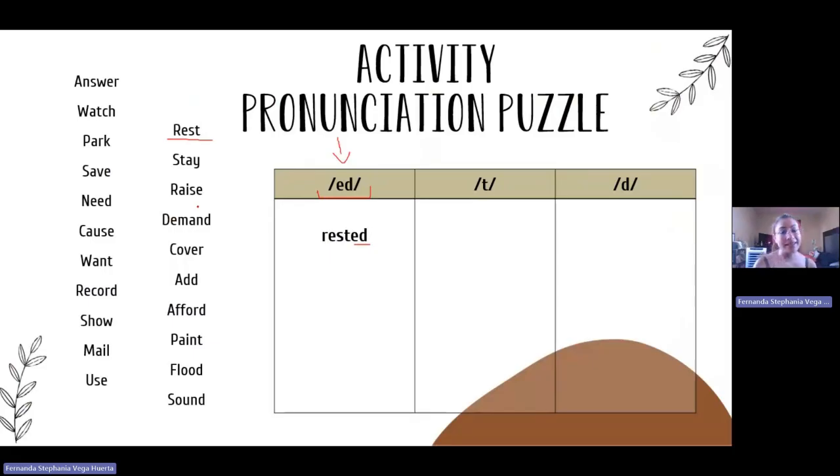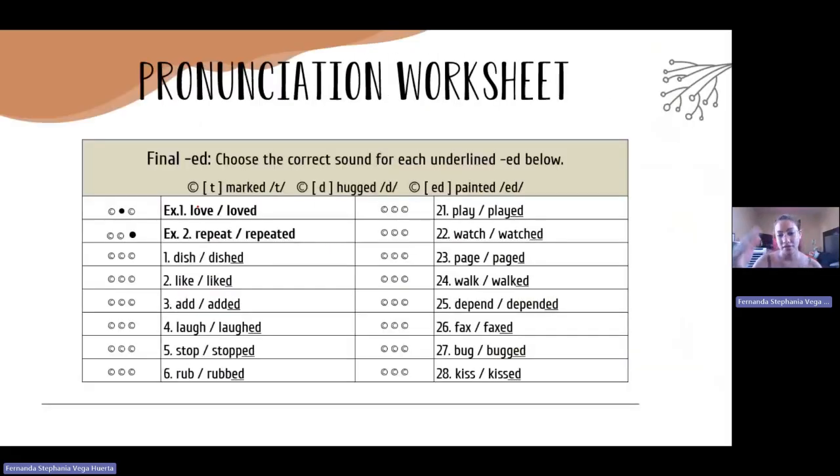The next activity is a pronunciation worksheet. This one is only a little piece of it just to see the examples. Each student is going to walk around the classroom in order to ask about these specific verbs. For example, I'm a student and I'm going to ask Caesar, how do you say dish in past? And Caesar is going to say, all right, you can say dished, all right? So like that, students can pronounce the words with the corresponding ed endings.